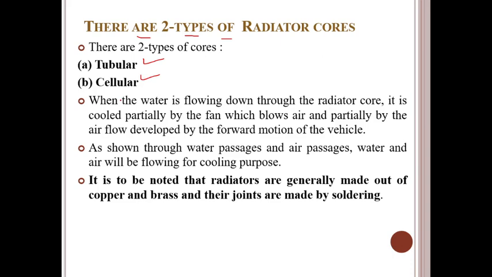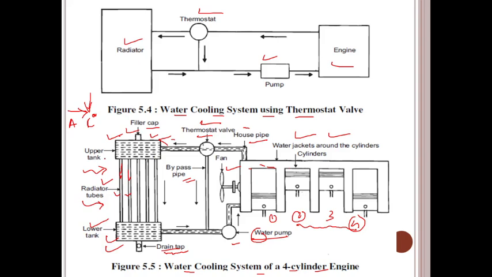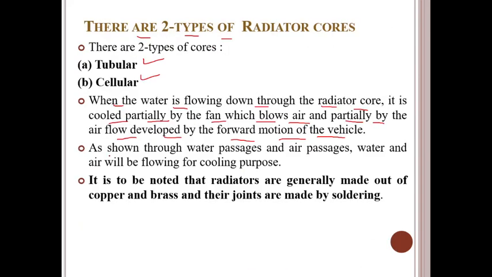In the former, if you observe here, when water is flowing down through the radiator core, it is cooled partially by the fan which blows the air and partially by the air flow developed by the forward motion of the vehicle. In this diagram, both air and coolant are used. As shown, water passage and air passage, water and air will be flowing for the cooling purpose. It is noted that radiators are generally made of copper and brass. Their joints are made by soldering, because copper and brass are high heat transfer materials. That's why we can use these materials.